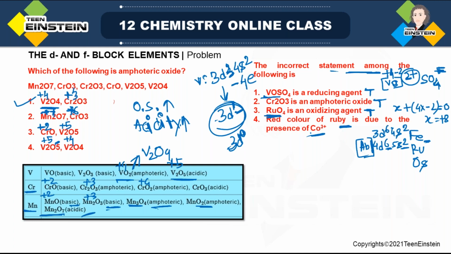But here you can use the elimination process. That is, if you know the first 3 options are not correct, even if you do not have any idea what the actual reason for the red color of ruby is, you can still understand that this is not correct, because the first 3 are correct. So it has to be the false statement. Any doubt?